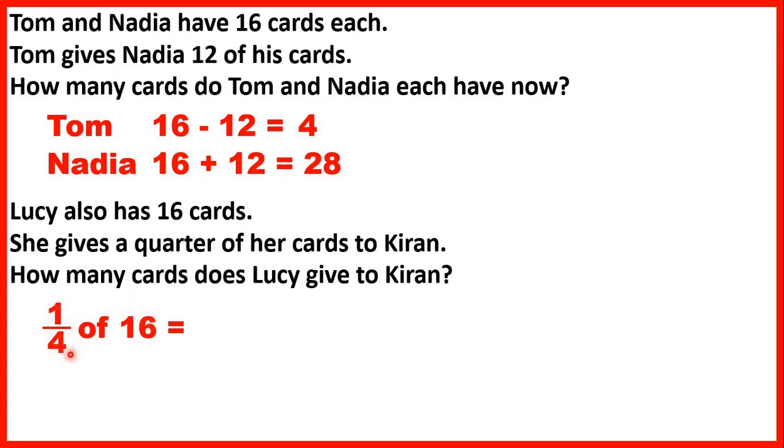So to find a fraction of a number, if the numerator is 1, all we need to do is divide the number by the denominator. And 16 divided by 4 is 4, because 4 times 4 is 16. So that means that Lucy gives 4 cards to Kieran, because 4 is a quarter of 16.